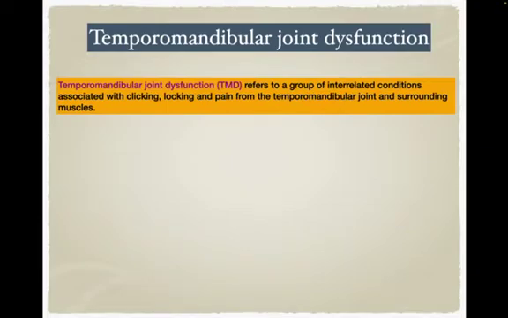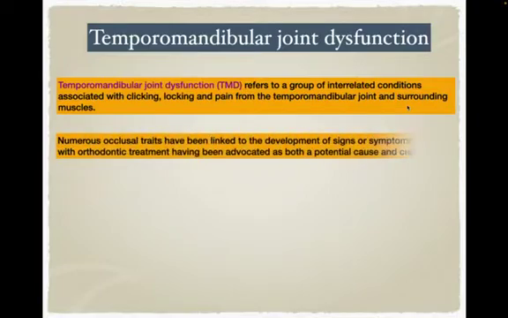What about temporomandibular joint dysfunction? Now, first, what is TMD? TMD refers to a group of interrelated conditions associated with clicking, locking, and pain from the temporomandibular joint and the surrounding muscles. Now, numerous occlusal traits have been linked to the development of the signs and symptoms of TMD, with orthodontic treatment advocated as both potential cause and cure.